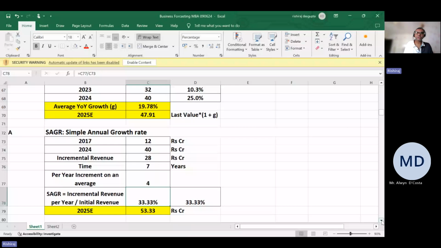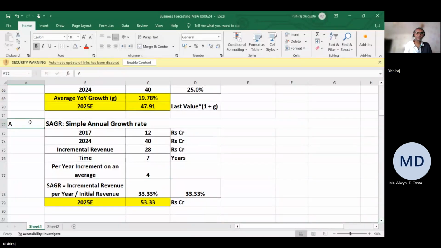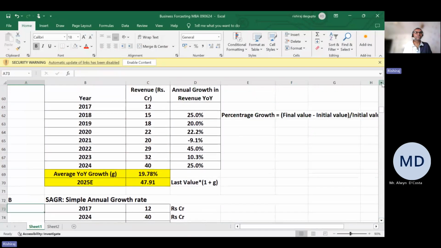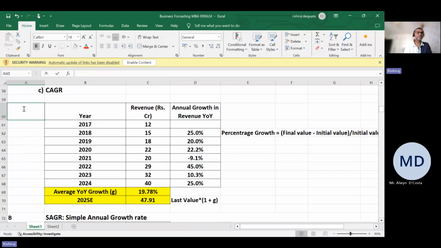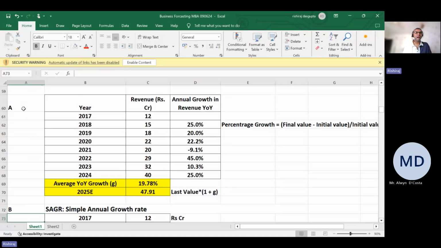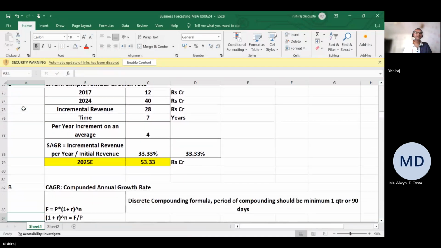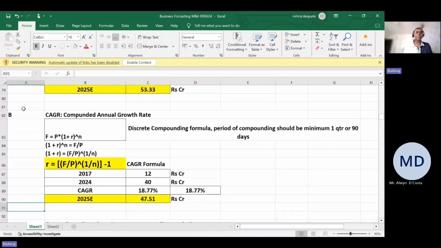This is a simple annual growth rate. And then finally we move on to compounded annual growth rate, the most important of the growth. So this is method A, this is method B. Then we calculate compounded annual growth rate.